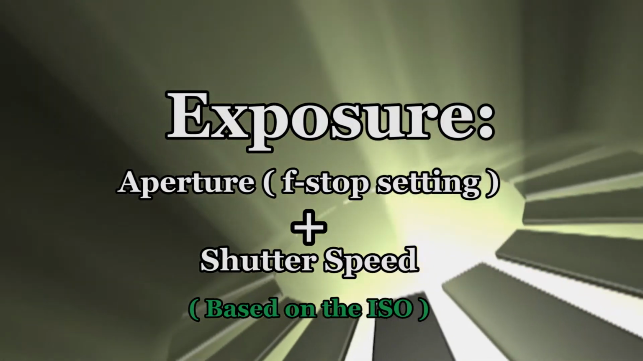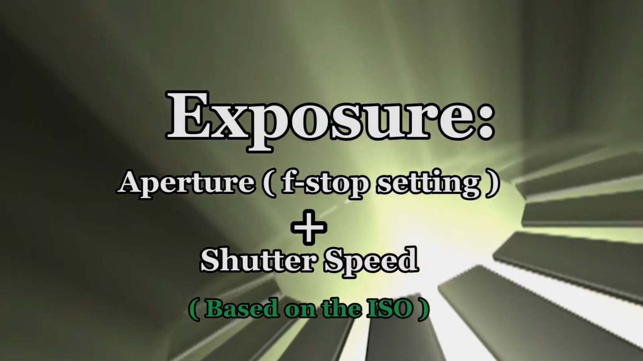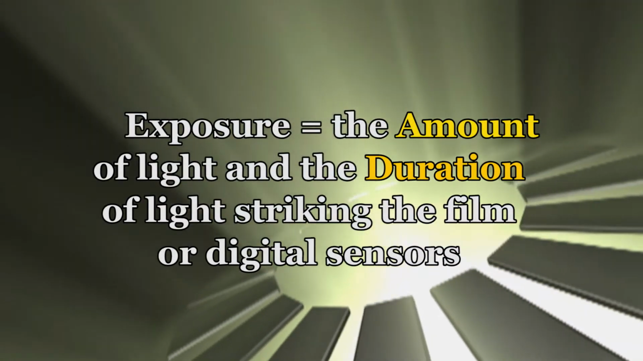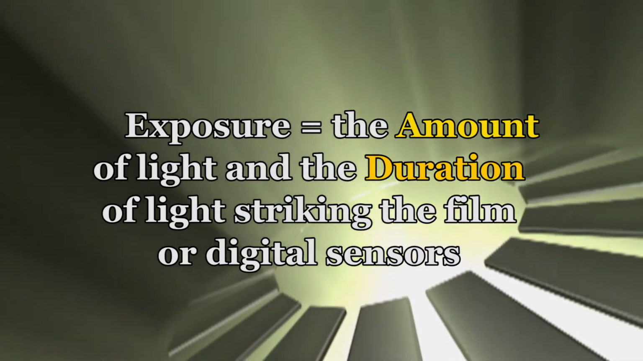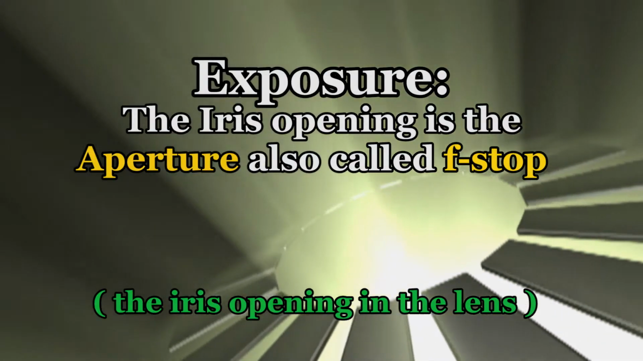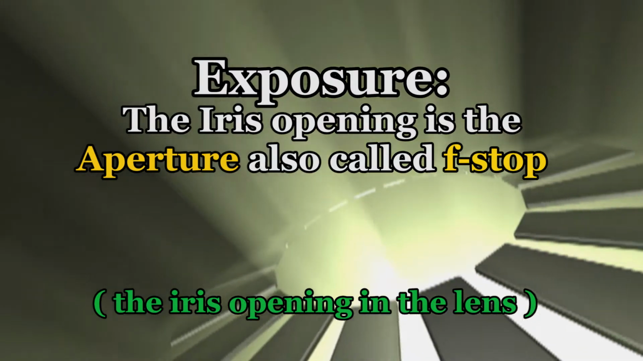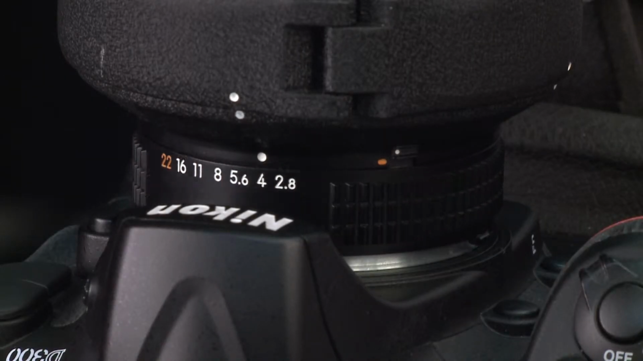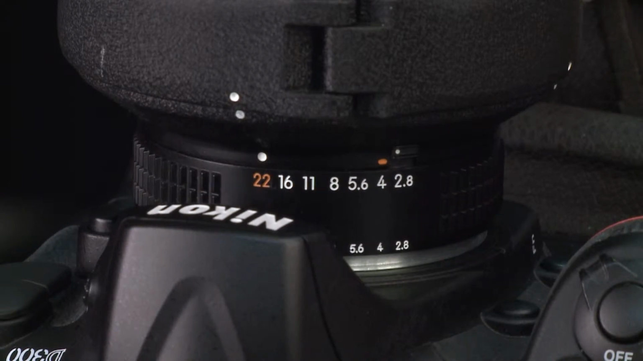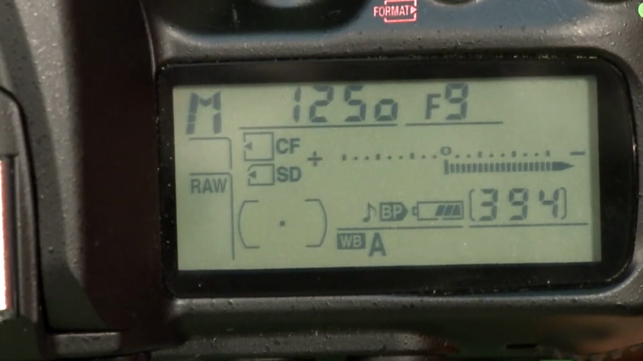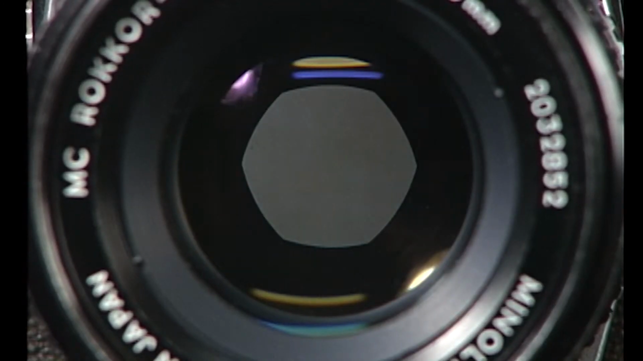Exposure is the combination of the aperture f-stop setting and the shutter speed based on the ISO setting on the camera. So, what is aperture? And shutter speed? Aperture is the f-stop setting on the lens or an internal setting on a digital camera. It refers to the iris or lens opening.